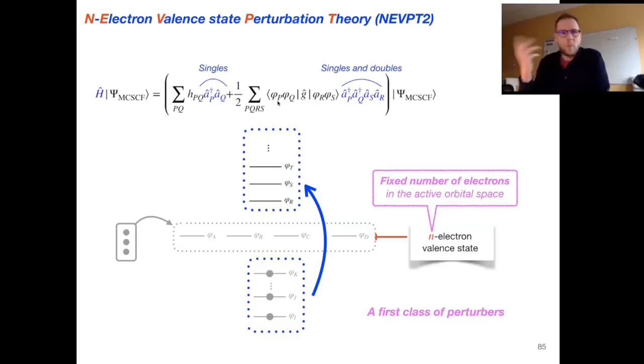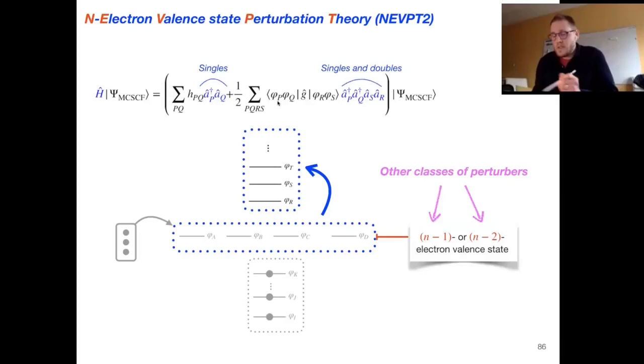If you do that, you identify, let's say, a first class of perturbers. And you can also consider different excitations. For example, you could make holes in the active space, and then you can get N minus one if you do a single excitation, or N minus two if you have a double excitation. By doing that, you generate another class of perturbers. That's essentially the idea. When you identify all the possible excitations, then you can construct your perturbation theory.